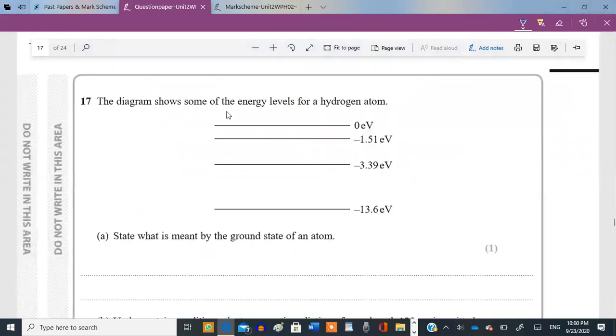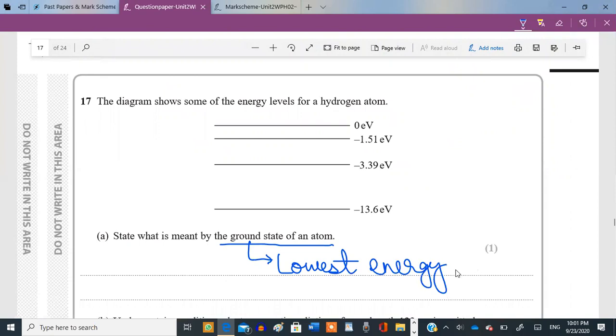17. Diagram shows some of the energy levels of the hydrogen atom. These are the energy levels between which the electrons can excite and de-excite. Explain what is meant by the ground state of an atom. Ground state means the lowest possible energy of an atom, the lowest energy state, or the most stable state of the atom.